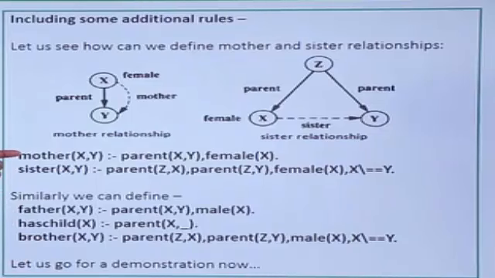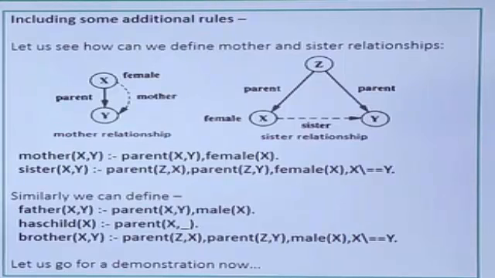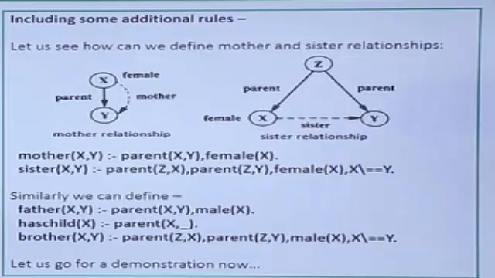So here we have defined our parent, our sex relation, then mother, sister, father, has child, brother, and so on. Let us go for the practical demonstration for better understanding of how these codes should be written and how to execute them through certain queries or goals. So here is the demonstration for you.